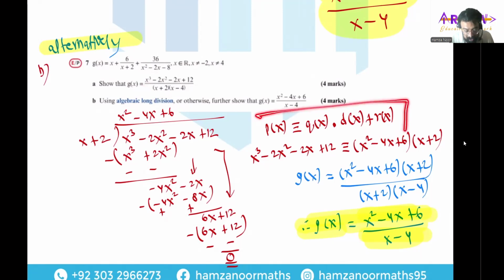So here we have the basic polynomial identity. Polynomial is identical to quotient multiplied by divisor plus remainder. Okay, so x cube minus 2x square minus 2x plus 12 is exactly identical to quotient multiplied by divisor, because the remainder is 0.